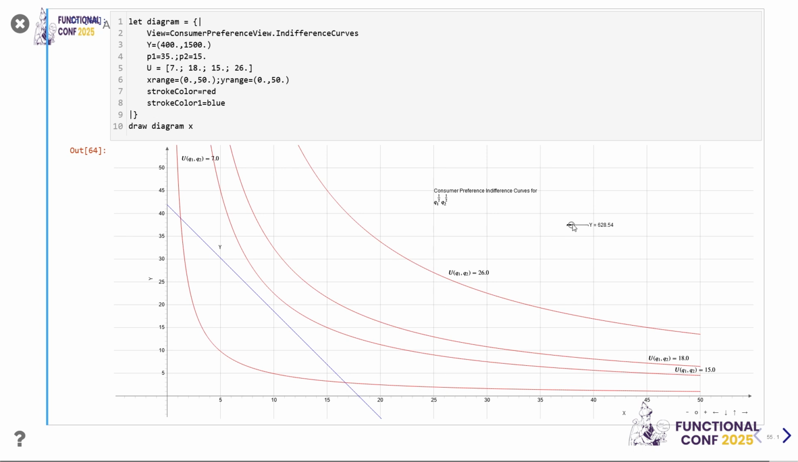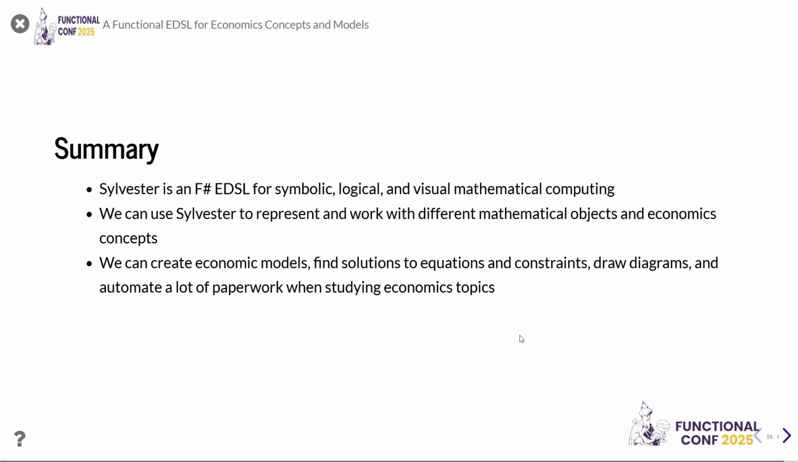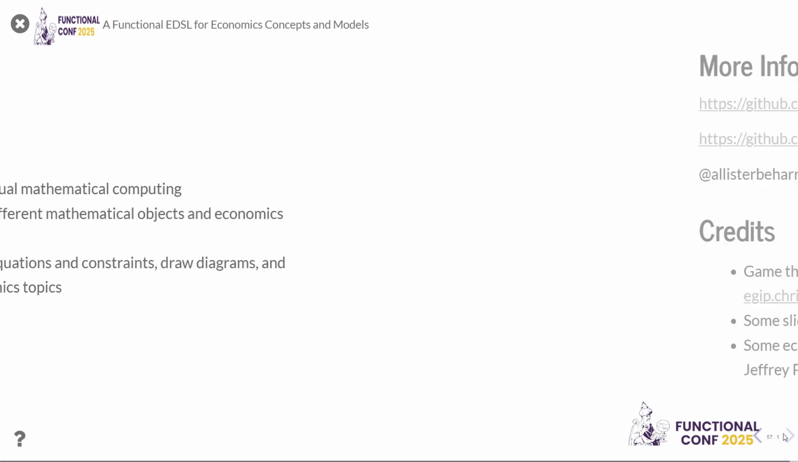Okay, so this is just a simple example of how you can use Sylvester to create and look at models in economics. Rather than doing it by hand, it is a lot easier to do this than having to draw this stuff by hand. What we've seen so far is that Sylvester is an F-sharp EDSL for doing mathematical computing. We can use Sylvester to represent these different mathematical objects and concepts, create models, find solutions, draw diagrams, and automate all the different tasks that we have when studying these topics.